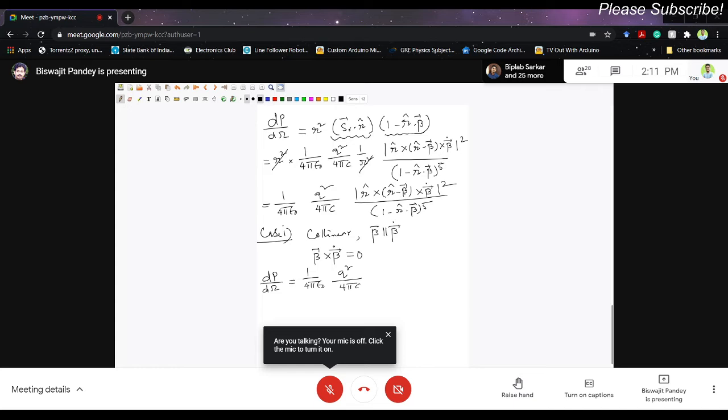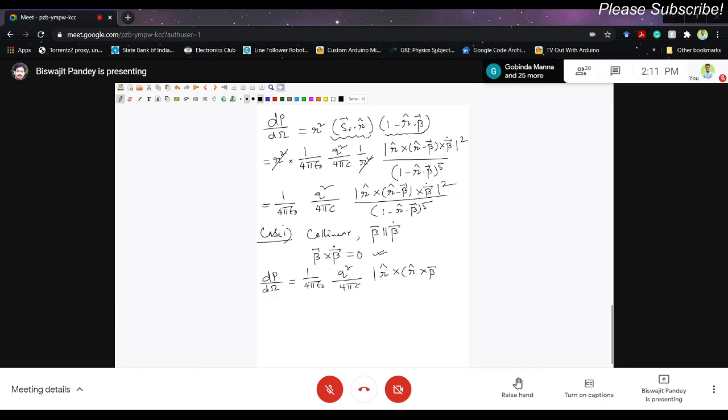And now you see the second term, beta cross beta dot, that will be 0. So only this term remains. So we shall write this to be r cap cross r cap cross beta dot, and be careful, don't write r cap cross r cap is equal to 0, because for a cross b cross c, if you change the order of your cross product, the result will be different. r cap cross (r cap cross beta dot) whole square, divided by (1 minus r cap dot beta) whole to the power 5.